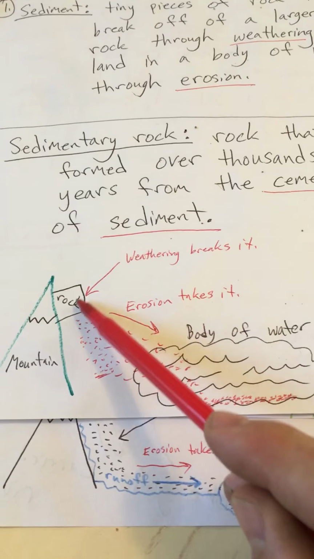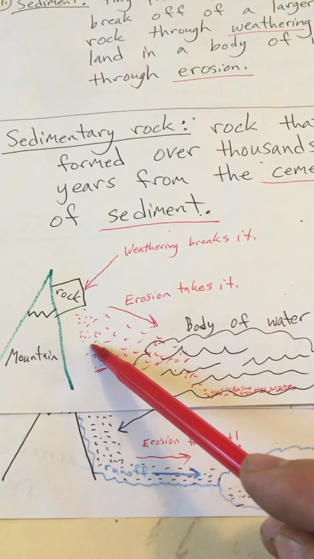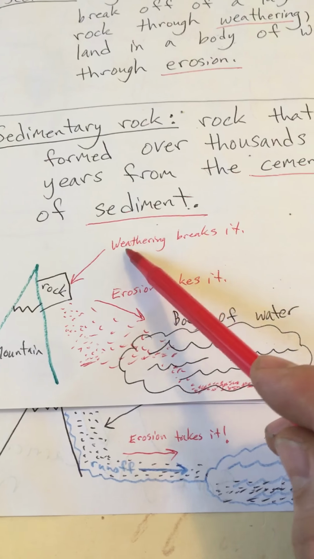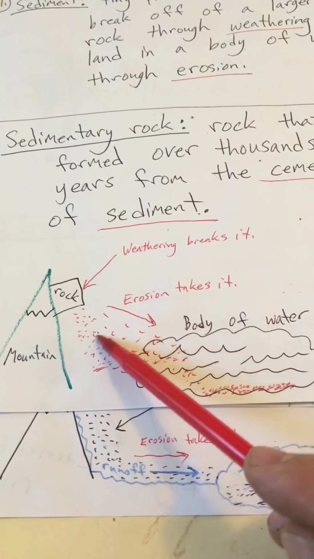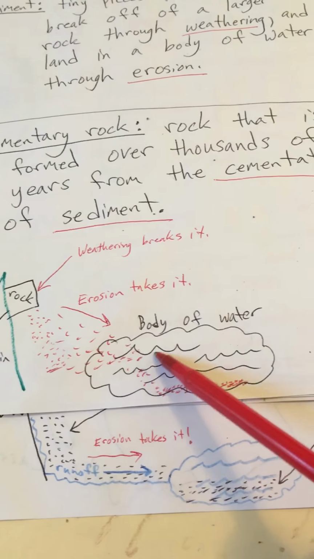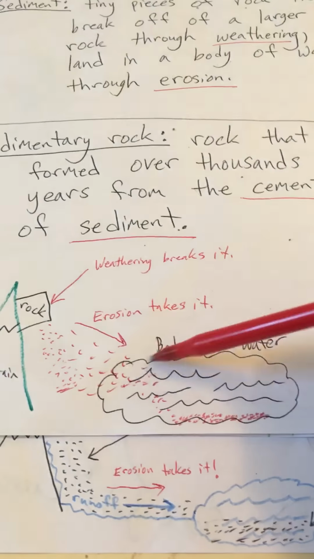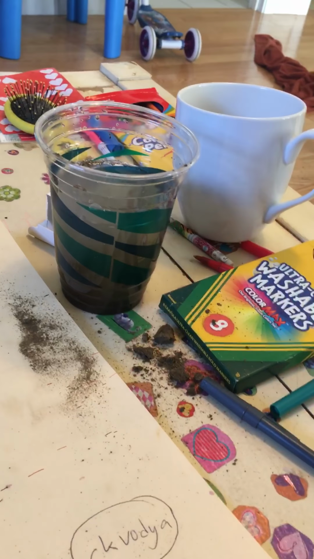Okay, and erosion takes it. So when it rains, the water brings those little pieces of weathered rock, and they bring those pieces of sediment down into a body of water where they land. Now that's what we're trying to show here with this cup. That's just the sediment that landed in the cup. We're going to watch and see what happens with that.